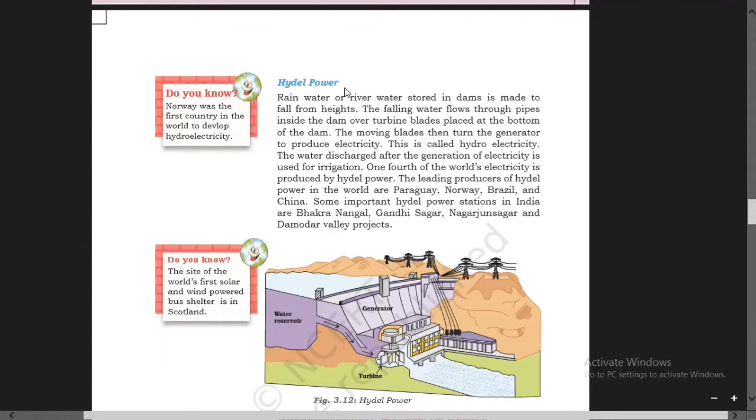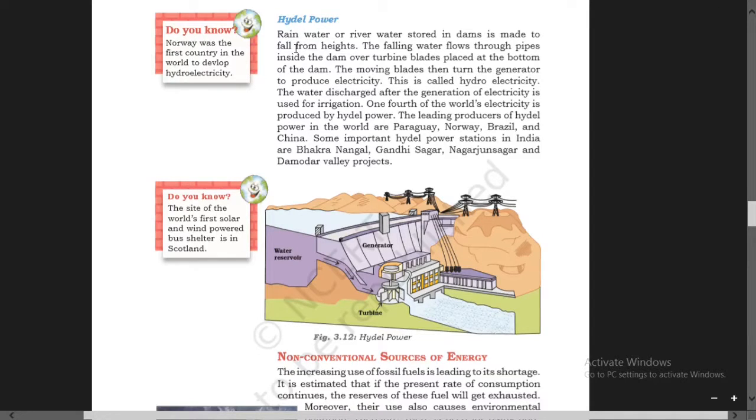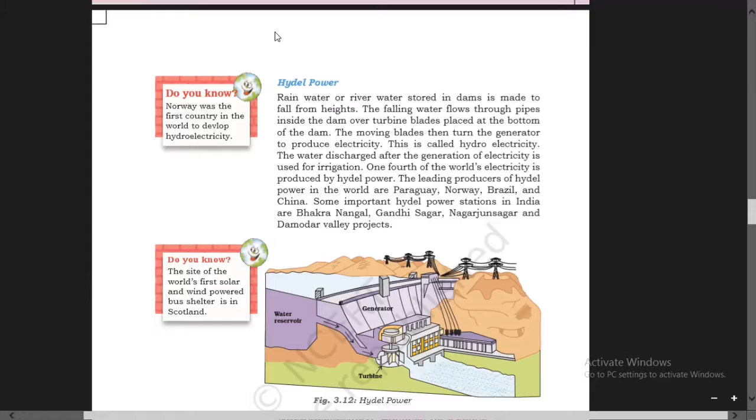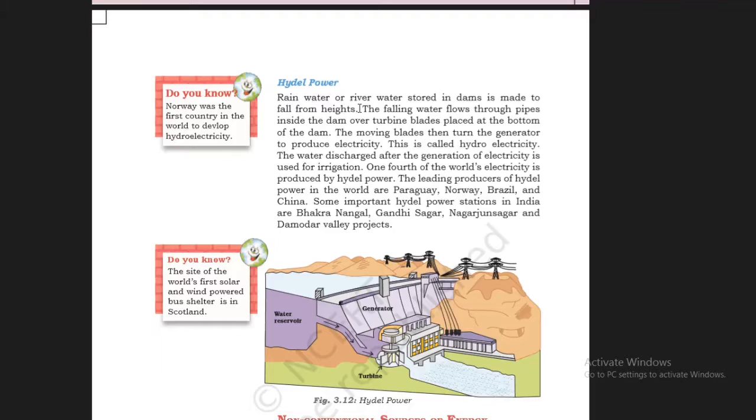So now let us see hydropower. Power which is generated from water is called hydropower. Rainwater or river water stored in dams is made to fall from heights. Here in our Manipur also, we are getting electricity from hydropower, boys, and we have a power project there in Loktak.